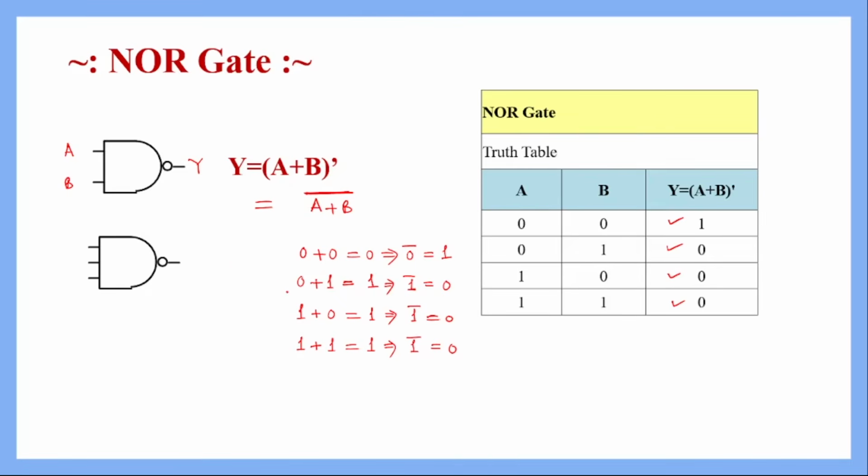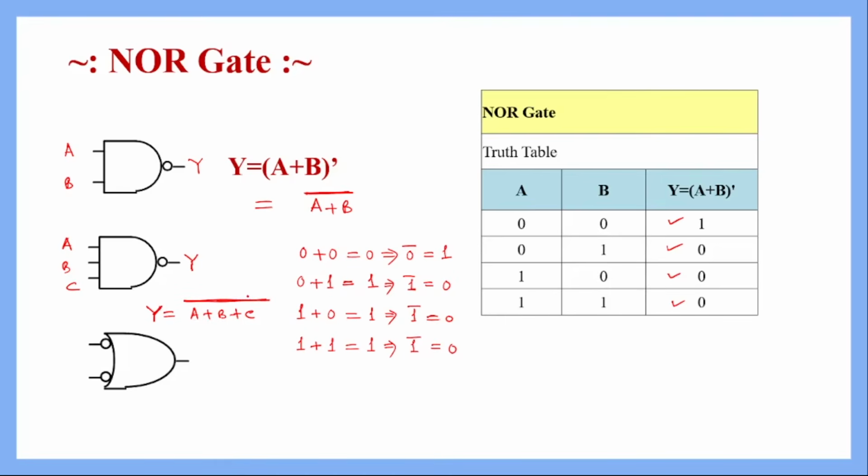Now this is the circuit symbol of 3 input NOR gate, where A, B, C are 3 inputs and Y is the output. So the logical expression we can express this way: Y will be complement of A plus B plus C. So first OR operation between these 3 inputs or 3 Boolean variables, then followed by NOT operation.